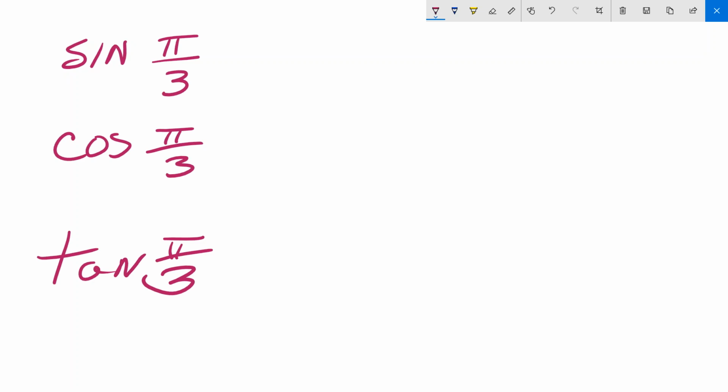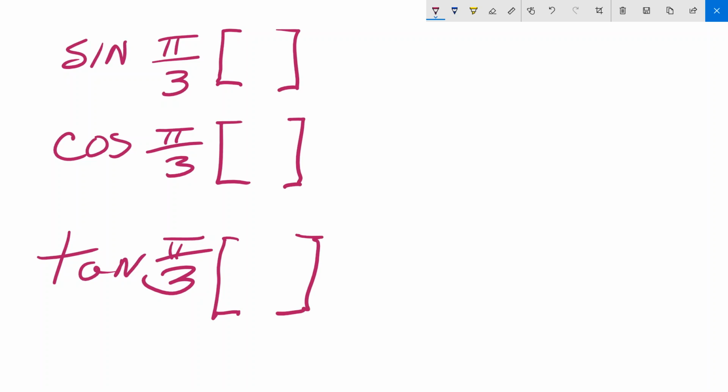First of all, let's translate that to degrees. And that's why I'm using bracket, because this is not the first quadrant angle. This is the angle, pi over 3. What is that? Okay, and it's 60 in all three cases. So it is the first quadrant angle. Okay, good. It's the sine of 60.